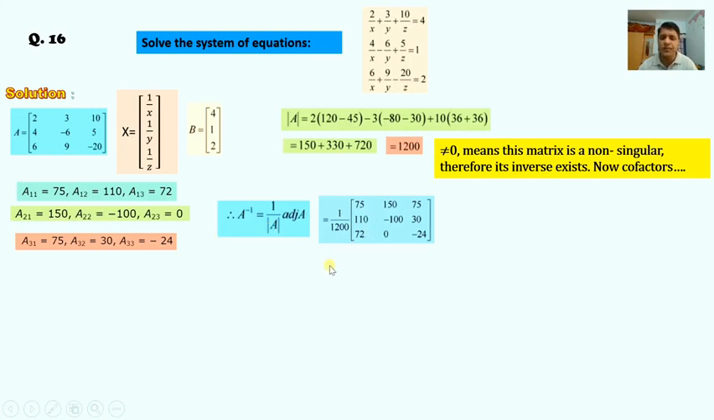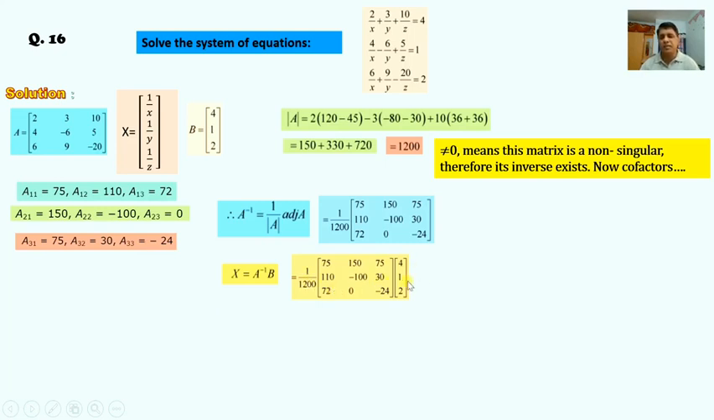We will now go for finding the value of X, capital X, that is equal to A inverse B, standard form. So A inverse is this one, into the matrix 4 1 2. As I told you, don't multiply this 1 upon 1200 here, and don't multiply here also. A time will come when you will be multiplying these two matrices, and the product will be a matrix of order 3 by 1, or in some cases if it is 2 by 2, then it will be 2 by 1. Then you multiply it at the end to get the value of the variables.